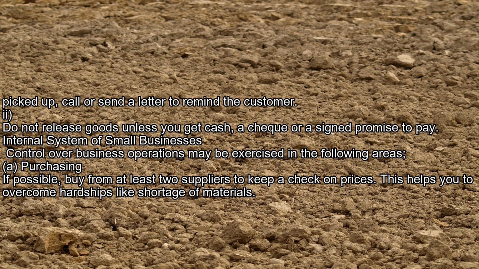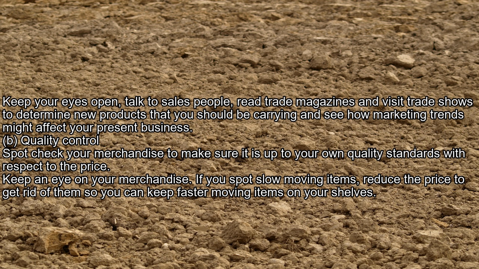Internal control systems of small businesses. Control over business operations may be exercised in the following areas. Purchasing. If possible, buy from at least 2 suppliers to keep a check on prices. This helps you to overcome hardships like shortage of materials. Keep your eyes open, talk to salespeople, read trade magazines, and visit trade shows to determine new products that you should be carrying and see how marketing trends might affect your present business.